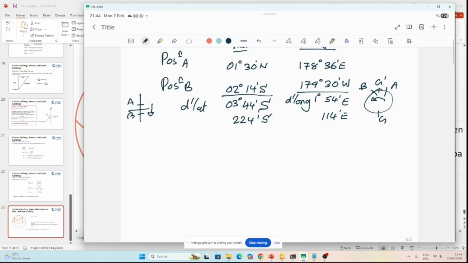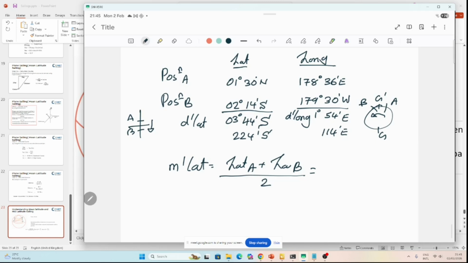Before we draw the triangle, let's find the mean lat. Mean latitude is latitude A plus latitude B divided by 2. But in this case, remember guys, latitude A is north, latitude B is south. Now don't get mixed up here. I will tell you an easy method. If north, take north as plus, and whatever is south as minus.